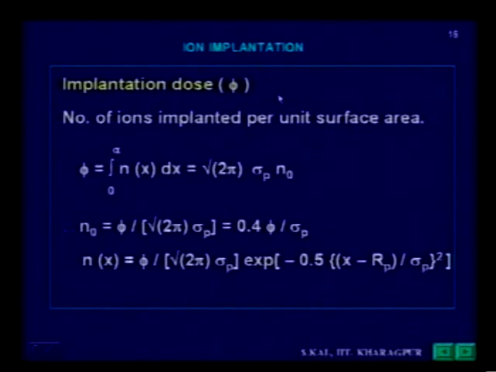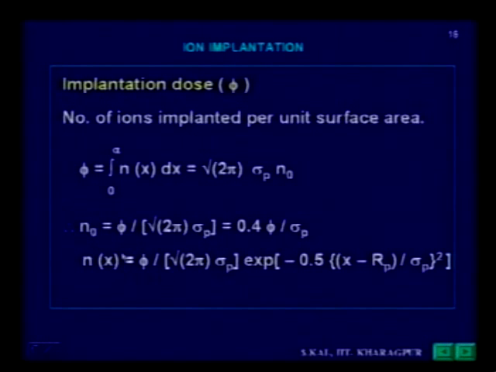So implantation dose phi is the number of ions implanted per unit surface area, and that is given by the integral of n(x) dx from 0 to infinity. This is infinity, not alpha, mind it. So the integral from 0 to infinity of n(x) dx is equal to root 2 pi sigma p n naught. N naught is the concentration at the surface, and sigma p is the straggle or standard deviation. And from this expression, n naught is given by phi divided by root 2 pi sigma p, or this equals 0.4 phi by sigma p.